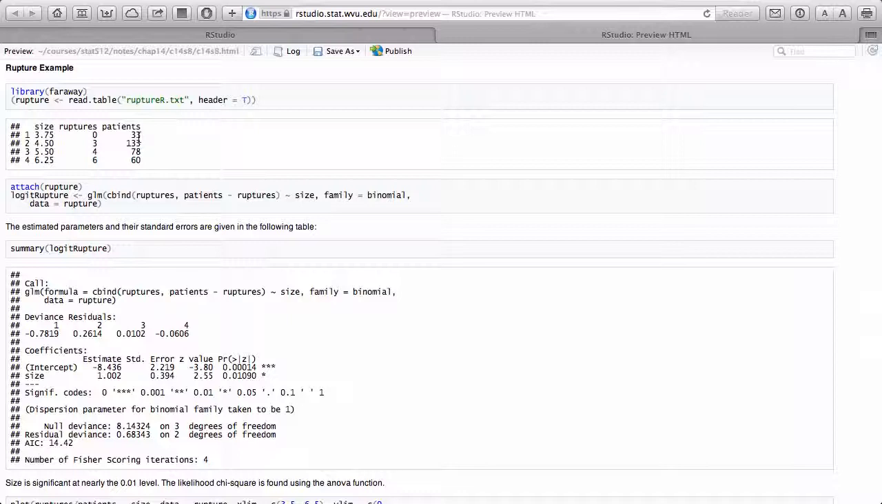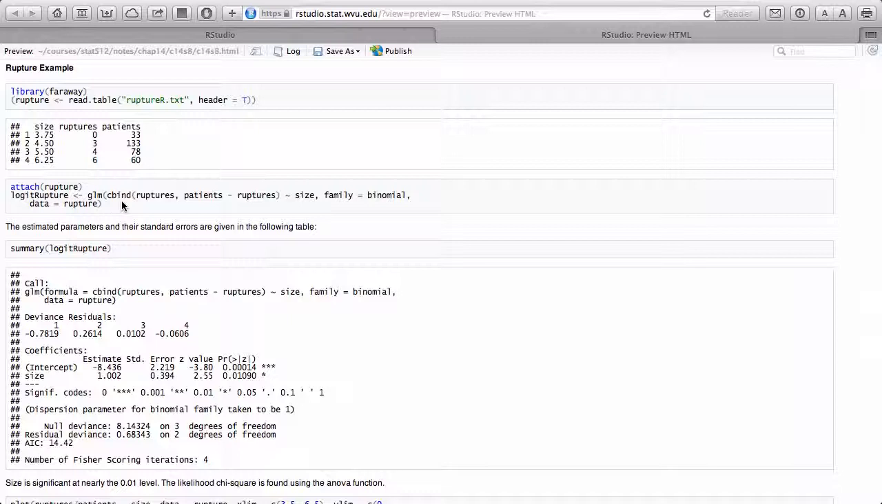So we're going to just do it this way. Notice on the left-hand side, I have cbind. That combines vectors into a matrix. This matrix will actually have 4 rows representing the 4 aneurysm sizes and 2 columns. The first column will be the ruptures, and the second column will be patients minus the ruptures.